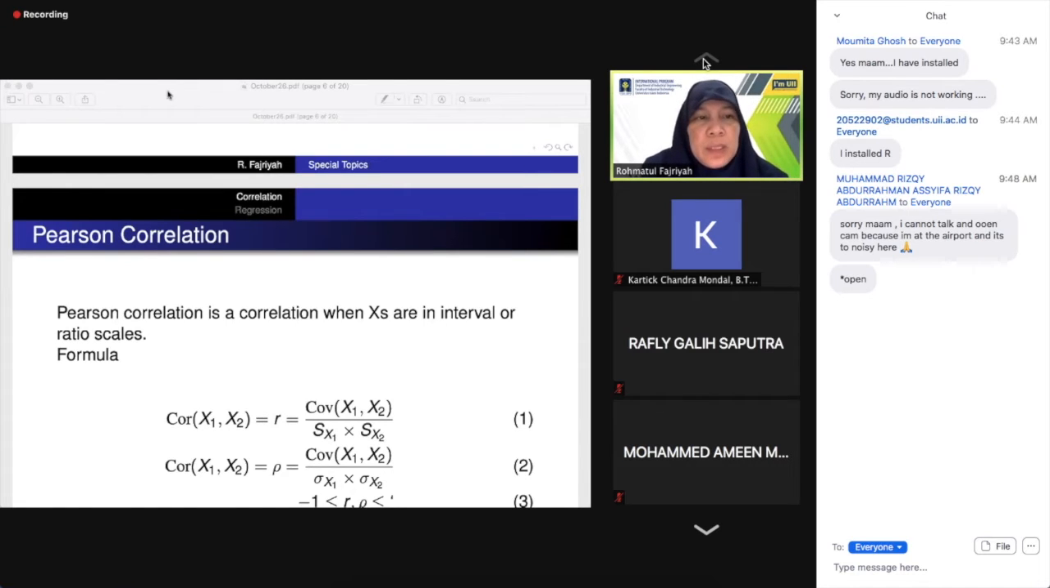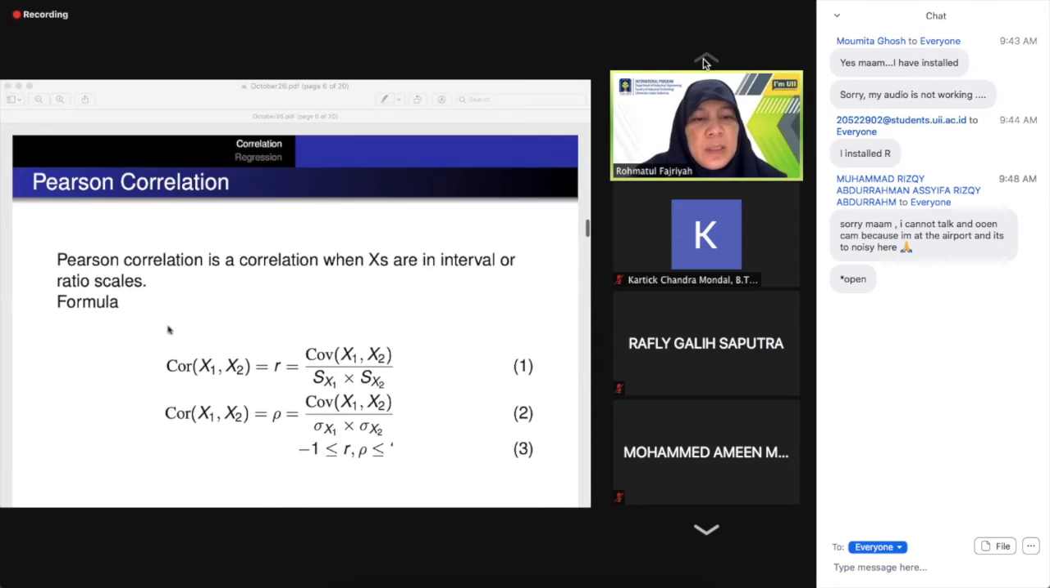Okay, so what is this about? This Pearson correlation, for example, you have two variables, x1 and x2. Each one has observations. We can say the number of observations is, for example, n, small n, because if it is capital N, then it is for population. The first formula here computes the sample correlation, and the second one is for population correlation.